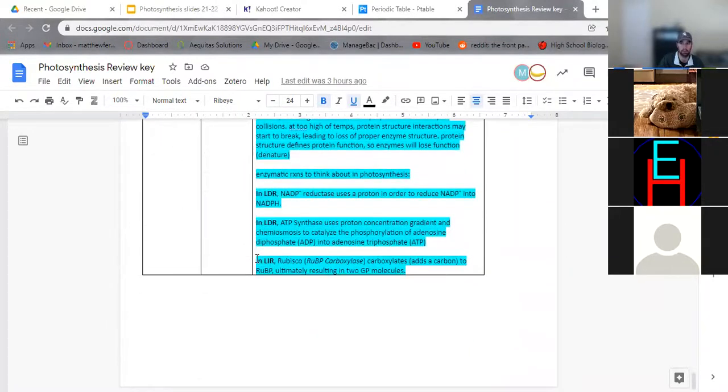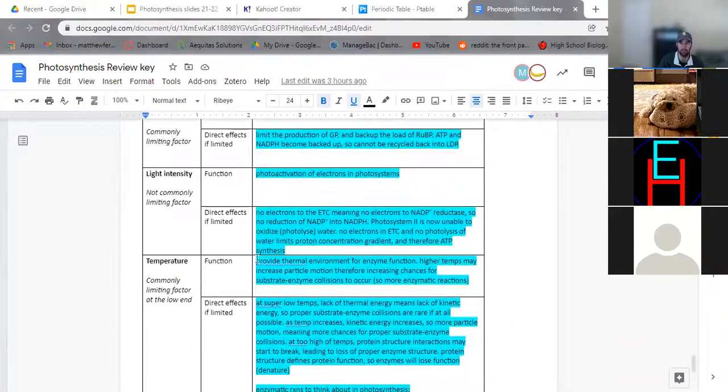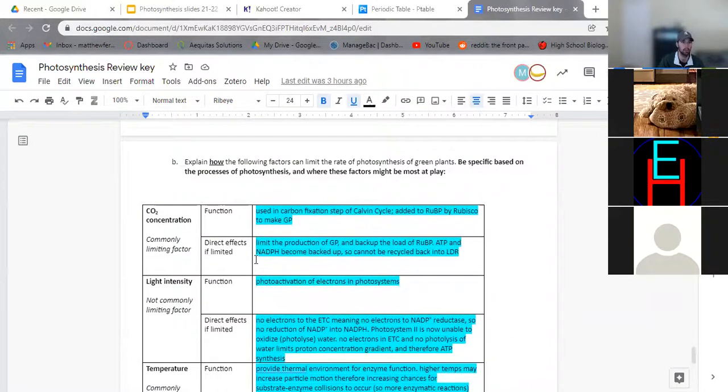for the reactions to occur and how they might affect the reactions if we don't have them, right? We're looking at how these can be the limiting factors. So remind me again, why is carbon dioxide necessary for photosynthesis? What is it used in? What process is it used in? What does it help create? Where do we see CO2 used in photosynthesis?